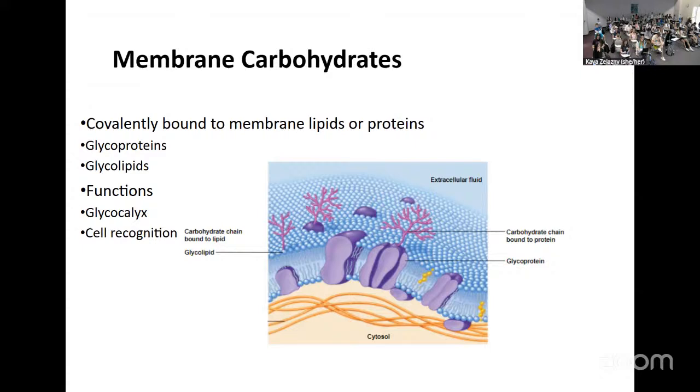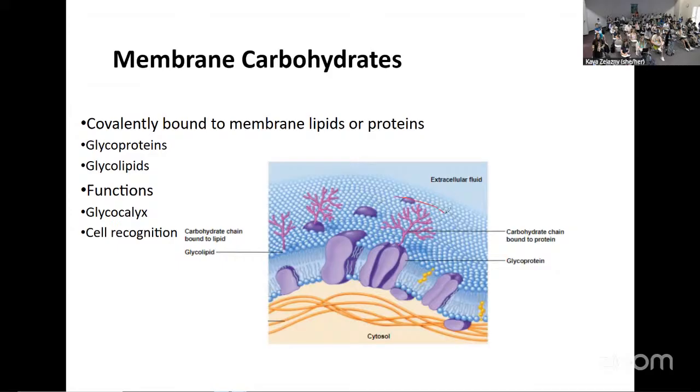Now we got our carbohydrates. So our carbohydrates are usually going to be just kind of tacked on to another molecule. So their function is often in like cells recognizing each other or forming a layer called the glycocalyx, which we'll never talk about again, but does exist in certain types of cells.